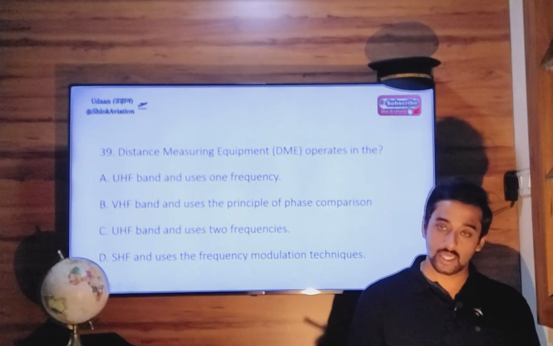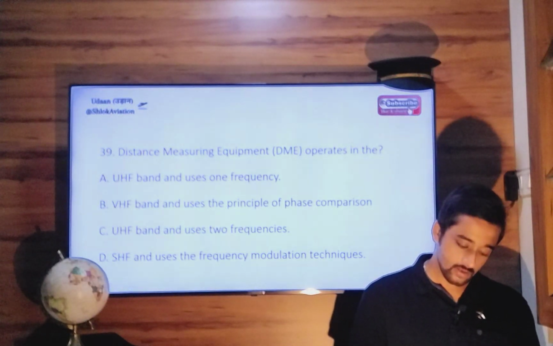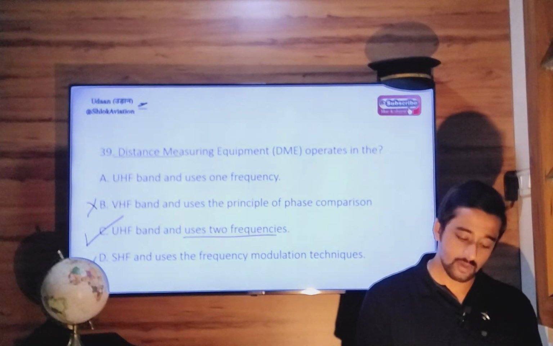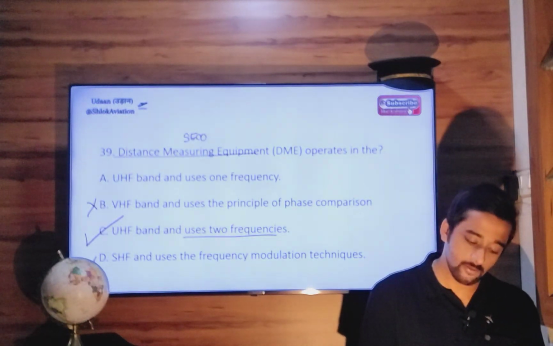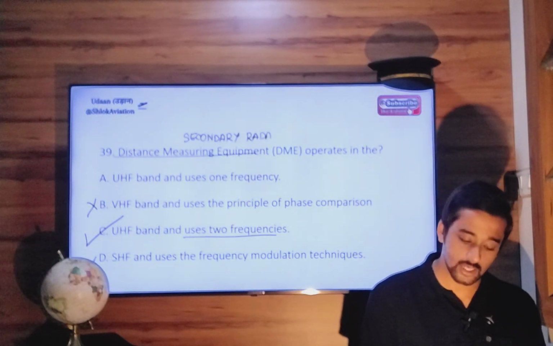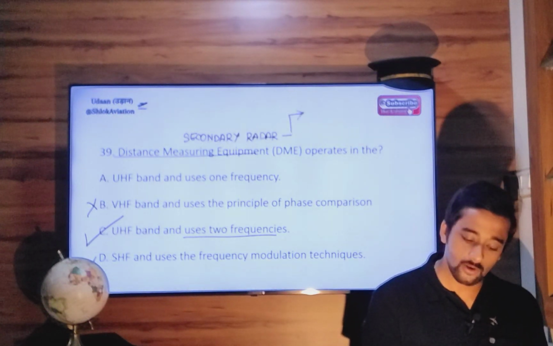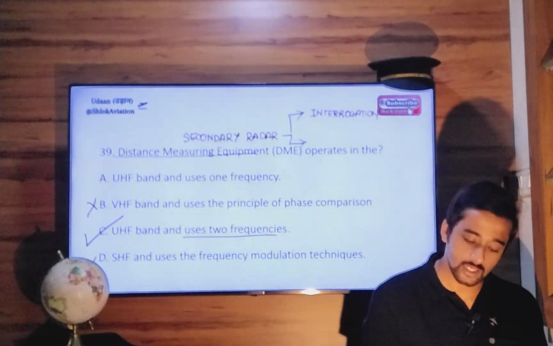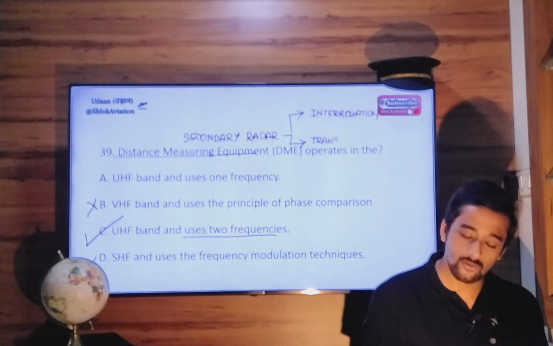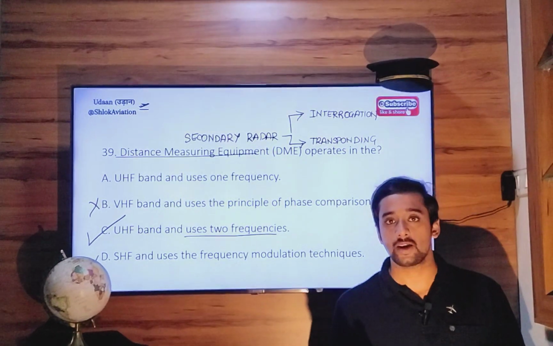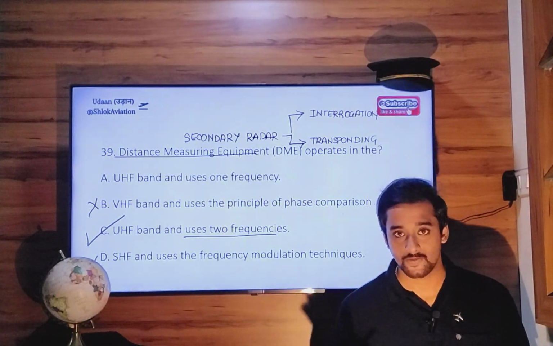Next, DME operates in UHF band and uses two frequencies. DME is based on secondary radar like explained before, and secondary radar uses one frequency for interrogation and another for reply, that is transponding. In case of DME, interrogation and transponding frequencies are different by 63 megahertz. Okay.